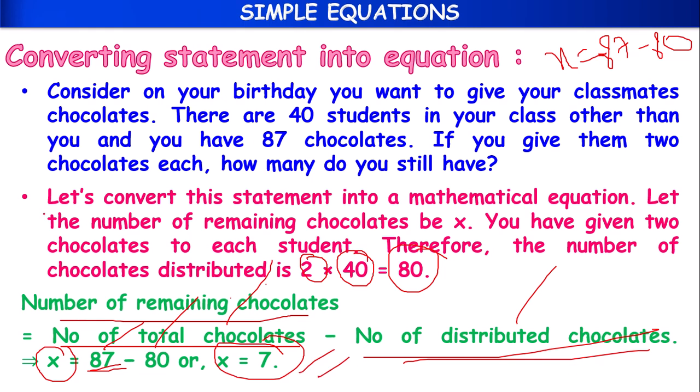So in this way, any statement can be written in the form of an equation with the help of known quantities and by assuming the unknown quantities with any variable. In that way, we can frame one equation related to the statement.